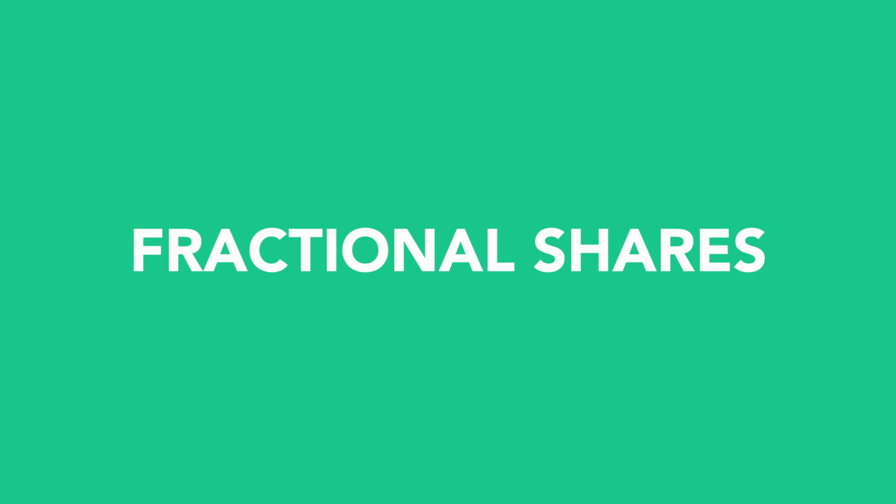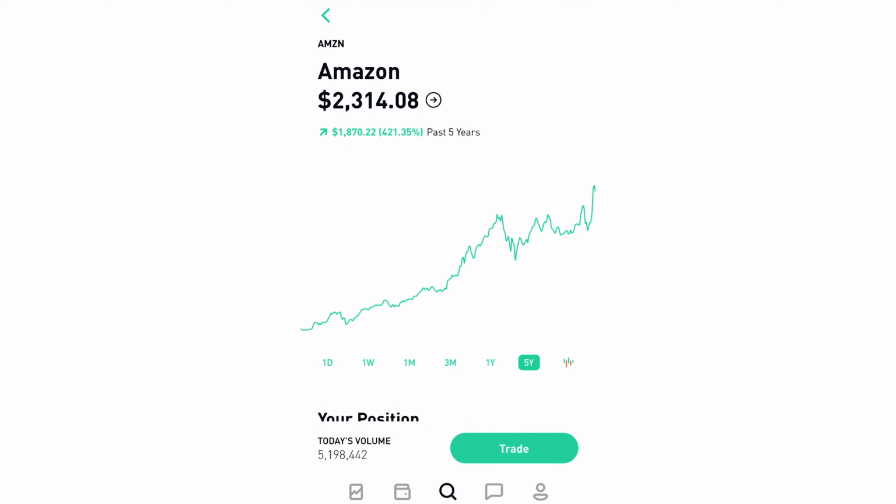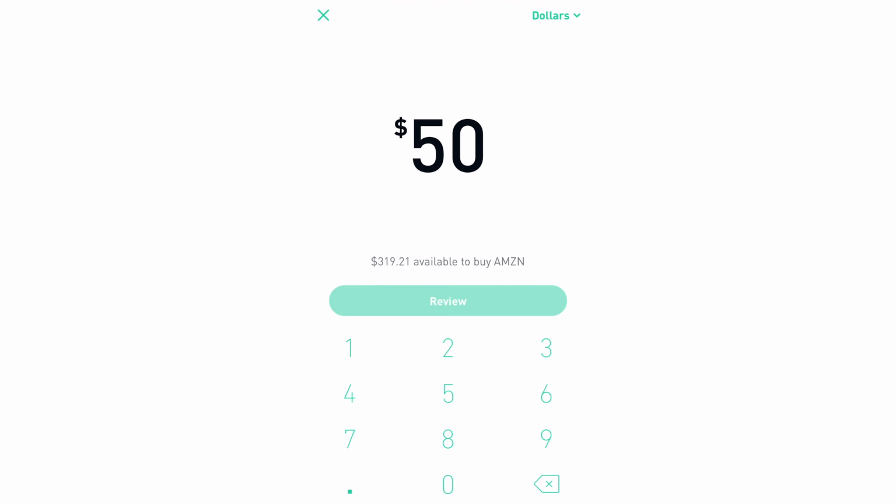The app offers fractional shares, which is very powerful because it allows you to buy expensive stocks for a fraction of the price. Amazon's stock price is currently over $2,000. Let's pretend you don't want to invest over $2,000, but maybe you could invest $50. Robinhood gives you the ability to invest in Amazon with that money.